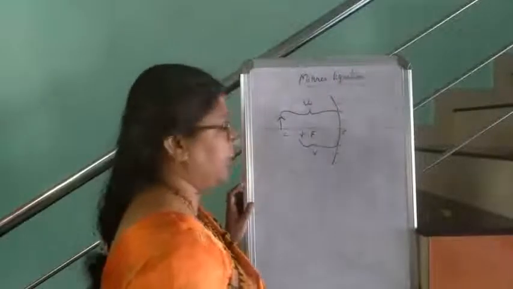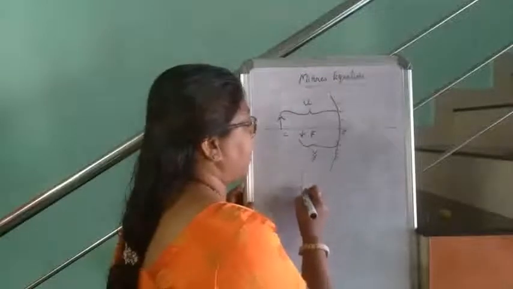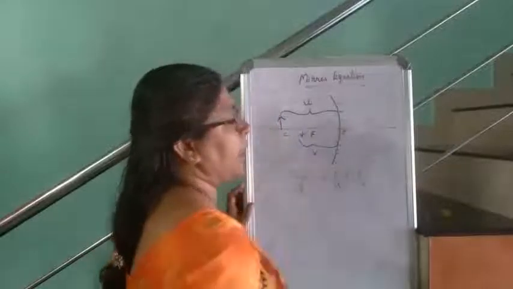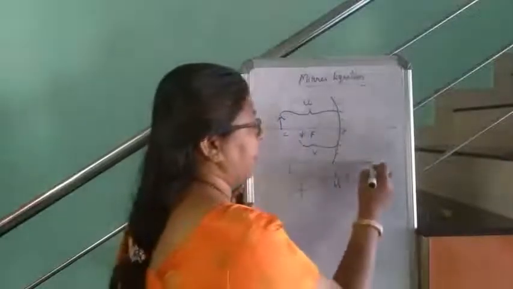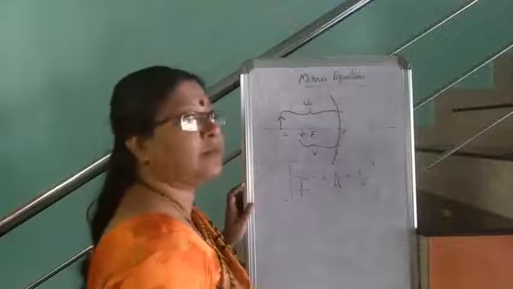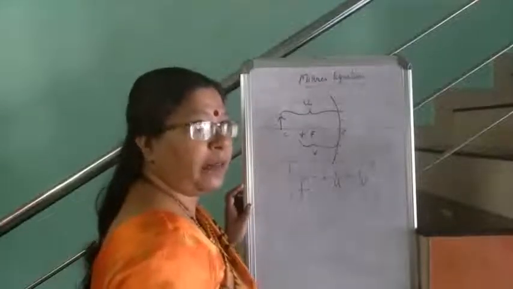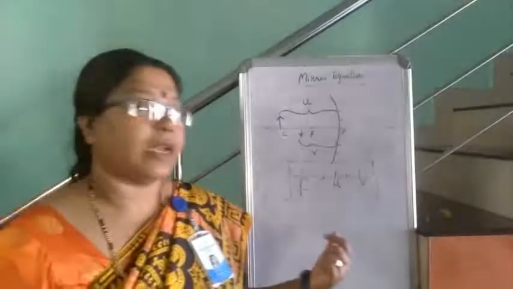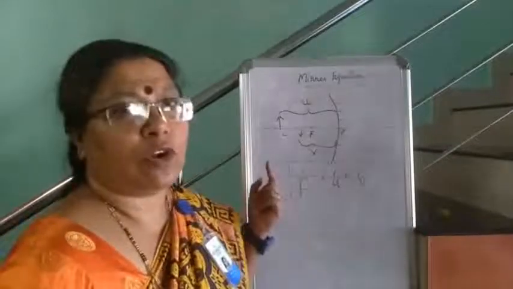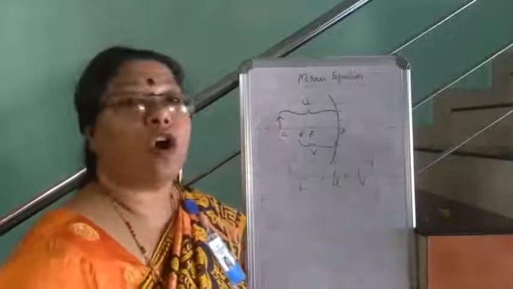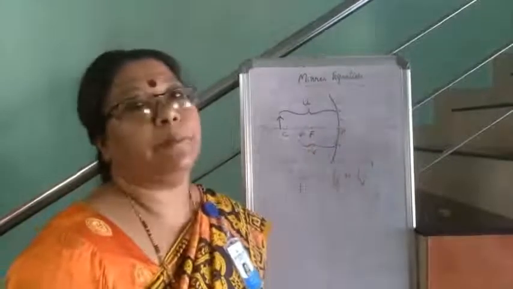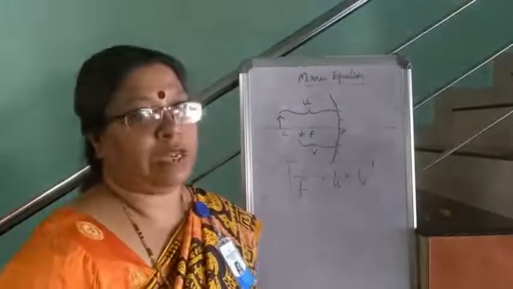So what is the mirror equation? The mirror equation is 1 by F is equal to 1 by U plus 1 by V. What is U? U is the distance from the object to the mirror. V is the distance from the image to the mirror. And F is the focal length.